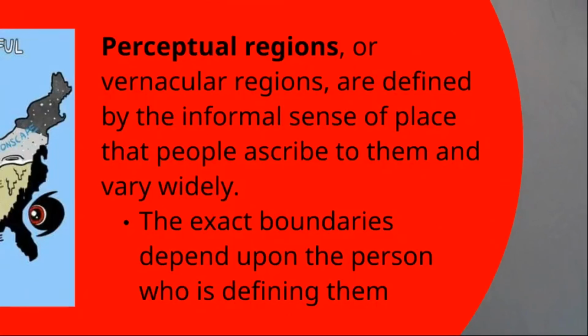So some examples of this in the United States. The idea of what the Midwest is, is a perceptual region. It's a vernacular region because it's like whatever people picture it to be. So would you include Chicago in the Midwest? That's up to the person describing it. Same thing with New England. Different people call New England different things. And then the Deep South or the South is another example of a perceptual region.